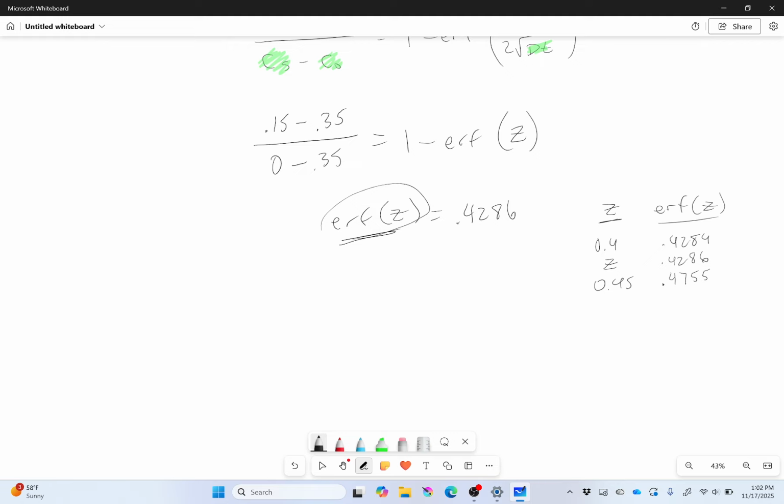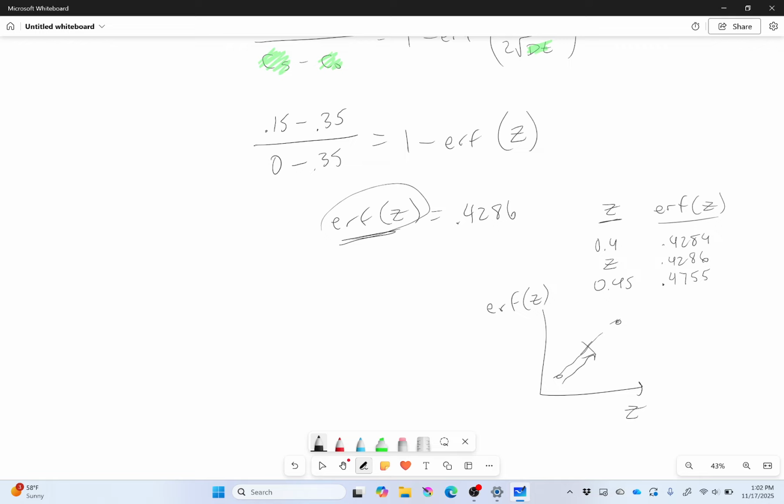So all you're assuming here is that I have some values. This is erf z. This is z. And I'm assuming that it's some function. I know these 2 points. I have my point in the middle. And what I'm saying is, okay, the slope between these 2 points is the same as the slope between these 2 points. Those should be the same.